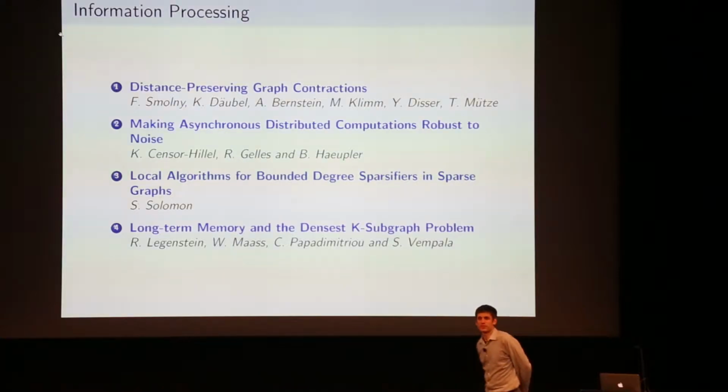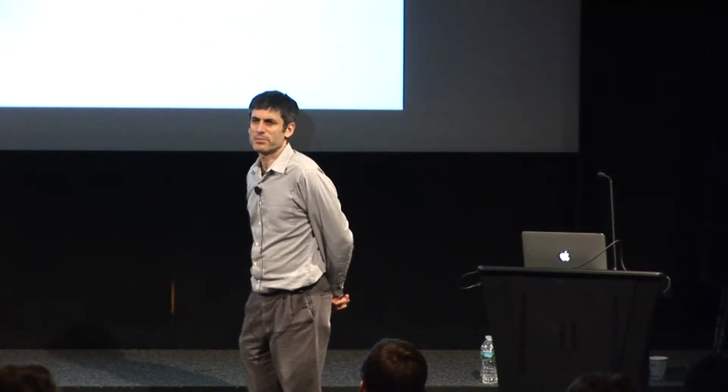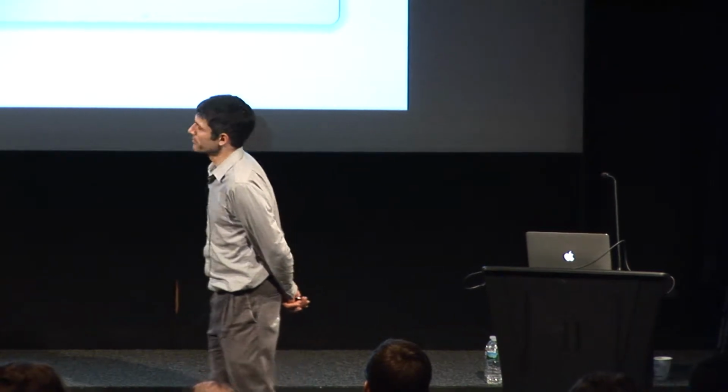For this session, I've chosen to name it the Graph Compression and Distributed Information Processing session. And you can see the titles and authors of the 4 papers there. I'd like to start by introducing the papers on graph compression.